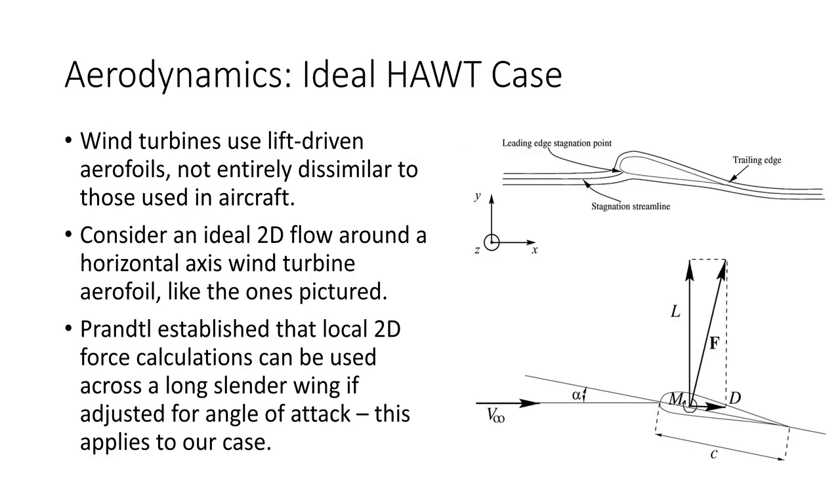Let's consider the case of an ideal horizontal axis turbine and just one of the blades. Now let's take a slice of that blade and consider the 2D flow around it. Now, Prandtl established that we can take this local data and apply it as long as we adjust for angle of attack along the entire spanwise length of a long slender wing, so we're going to do just that.